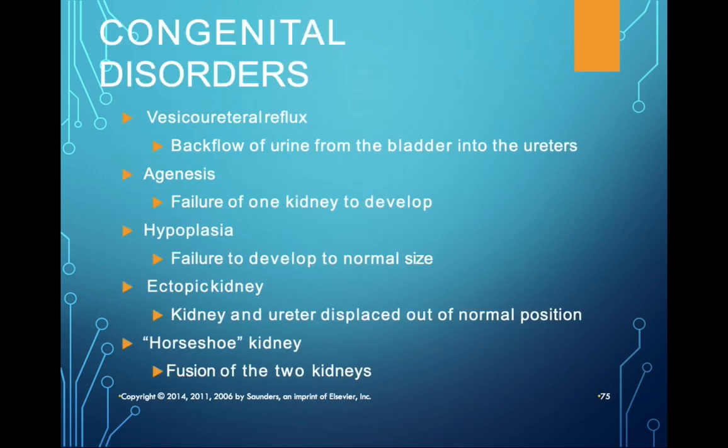Let's look at some of the congenital disorders. There's vesicoureteral reflux. This is the backflow of urine from the bladder into the ureters. Agenesis, the failure of one kidney to develop. Hypoplasia, the failure to develop in normal size. Then we have ectopic kidney. And ectopic kidney is when the kidney or the ureter is displaced out of normal position. And the horseshoe kidney is when you have the fusion of the two kidneys. So these are all congenital, things that take place as a result of development or birth.